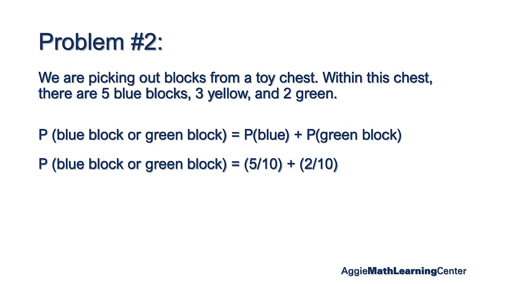The chance of blue blocks is represented by the 5 possible blue blocks we can pick over the total 10 in the box. Likewise, the chance of green blocks is 2 possible green over the total 10. Following our addition rule, all we have to do now is carefully add these probabilities together. 5 over 10 plus 2 over 10 equals 7 over 10, providing us with our answer for this problem.